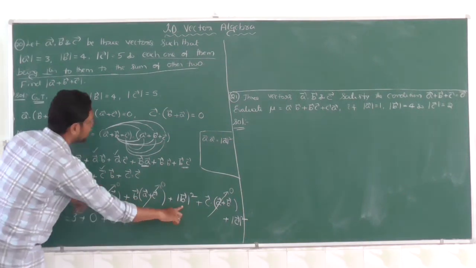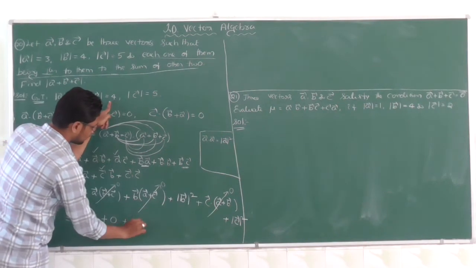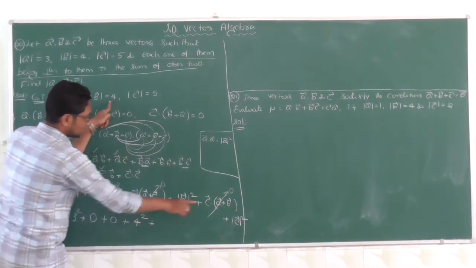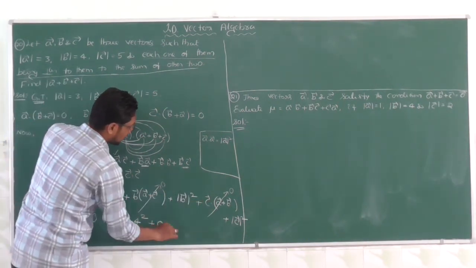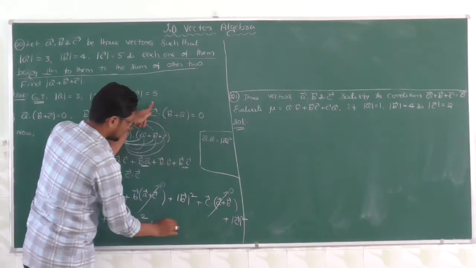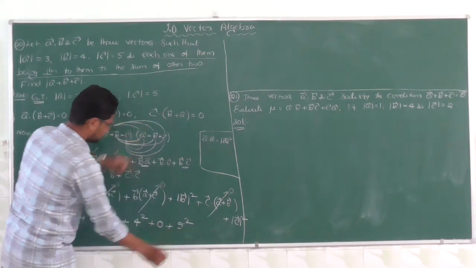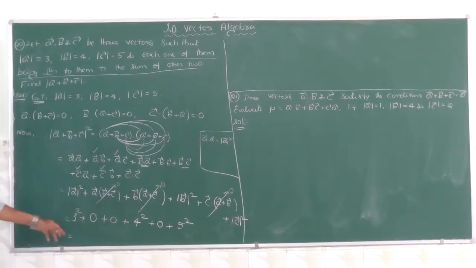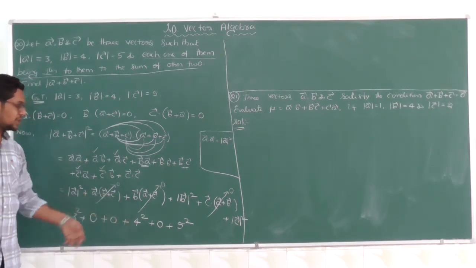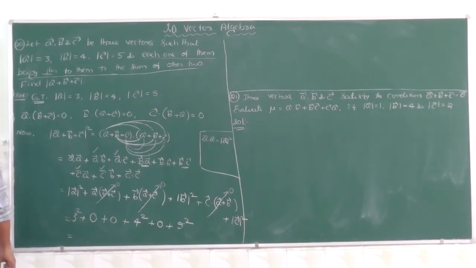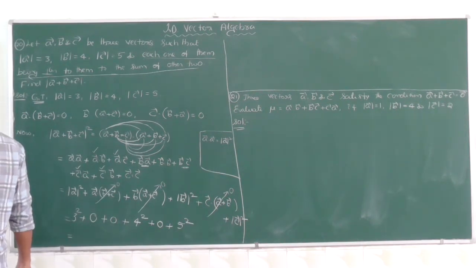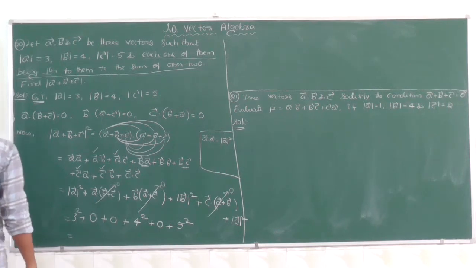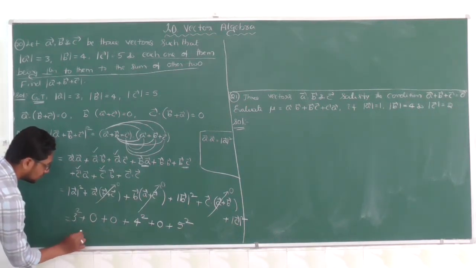Next, plus it is 0 and it is also 0. Plus magnitude of B, what is it? 4. That is 4 square. Plus this one is 0. Plus magnitude of C is 5. That is 5 square. We just simplify it. That is equal to how much? 3 square is 9. Next, 4 square is 16. 16 plus 25 is how much? 50. Okay, 50.